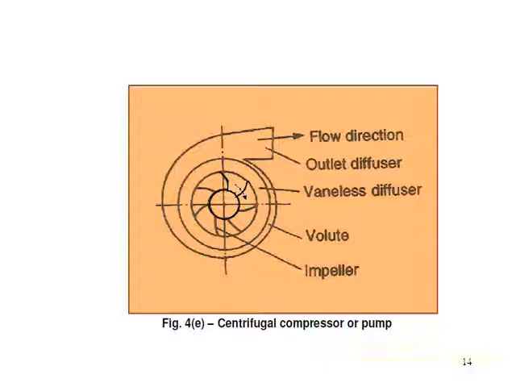Here the fluid entry takes place at the eye section of the impeller, then flows along the surface of the impeller blades. It exits at the outer circumference of the impeller blades. Then it flows through the vaneless diffuser region. From there the fluid is delivered at higher pressure through the volute casing, and finally it is discharged at the discharge pipe or the discharge end.